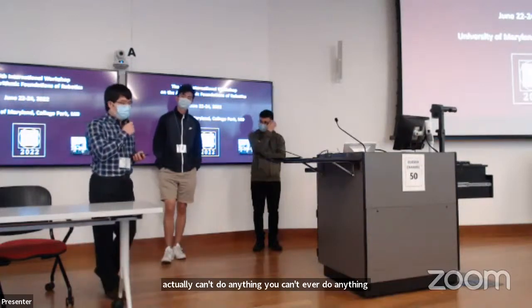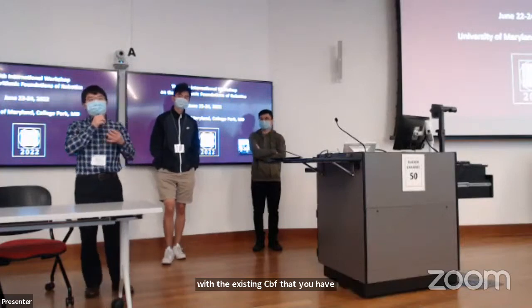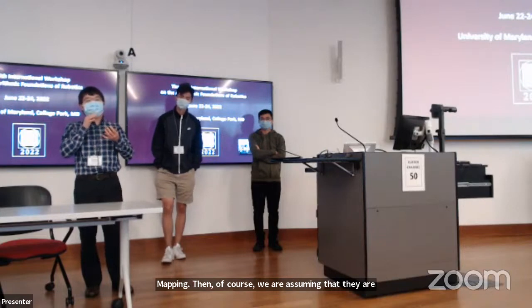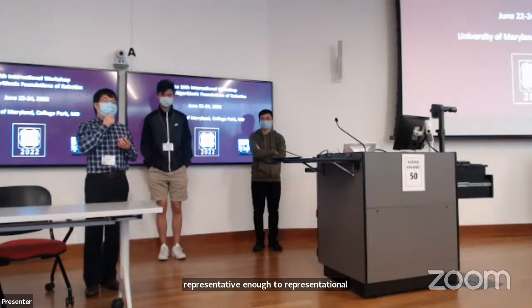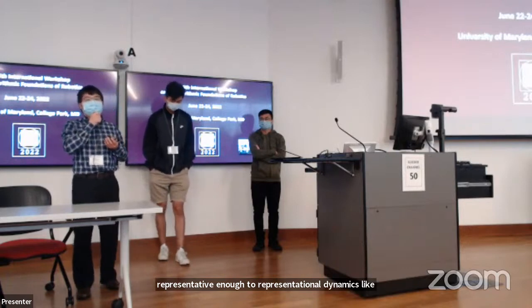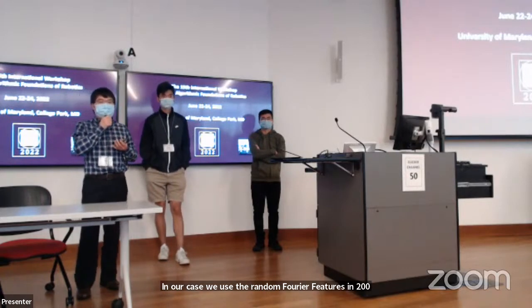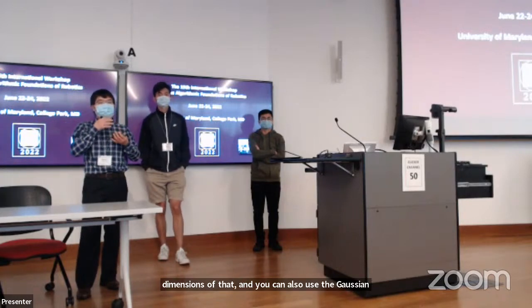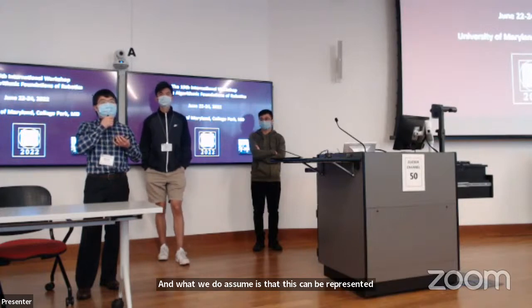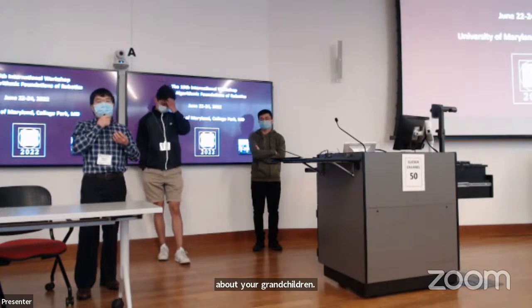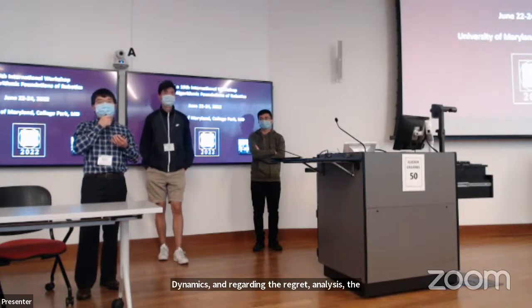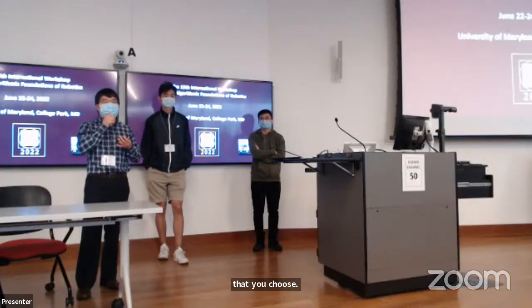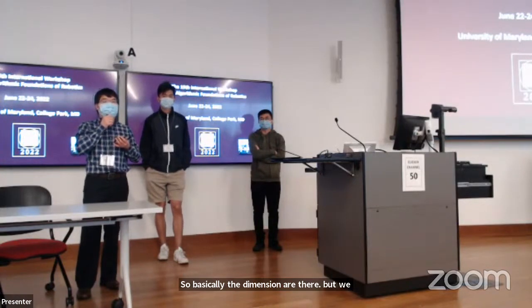Yes, that's a very good question. For the feature mapping, of course we are assuming that they are representative enough to represent your dynamics. In our case, we use random Fourier features in 200 dimensions. You can also use Gaussian kernels and things like that. What we do assume is that this can represent your ground truth dynamics. Regarding the regret analysis, the regret will depend on the dimension of the kernel that you choose. But we don't explicitly make the regret depend on the dimension of your state space or the action space.